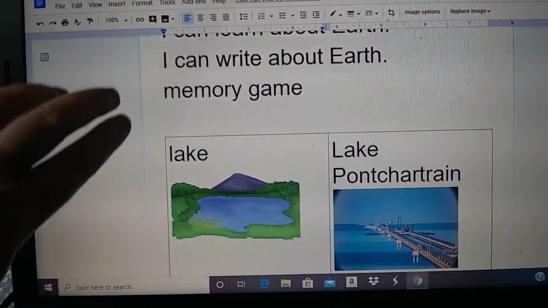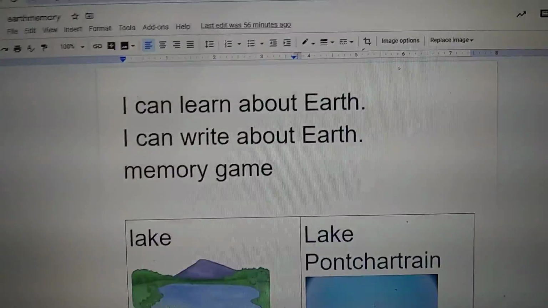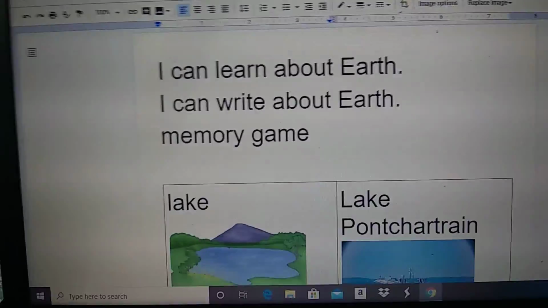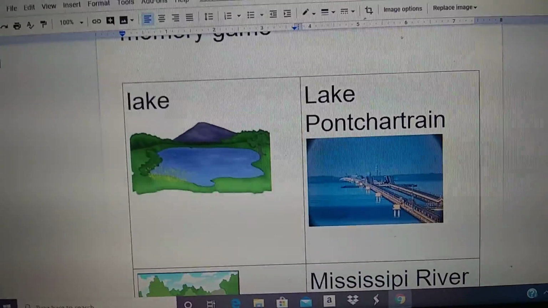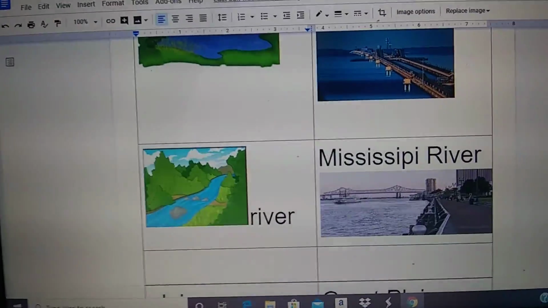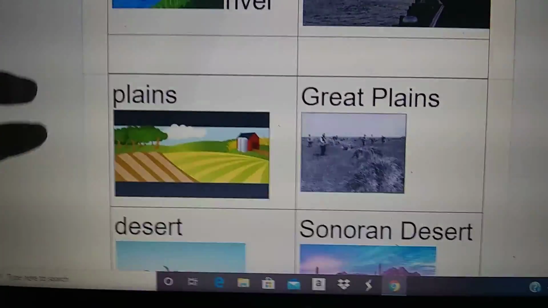So all of these things have something in common. They're all things that are on the earth. And we're supposed to be learning about earth. So you could say the earth has lakes. I live close to Lake Pontchartrain. The earth has rivers. I live close to the Mississippi River.